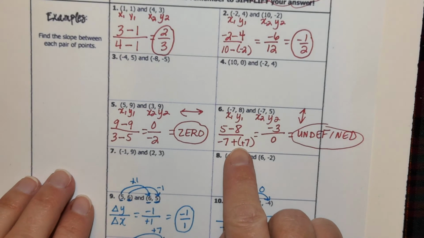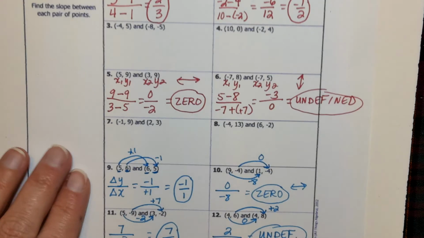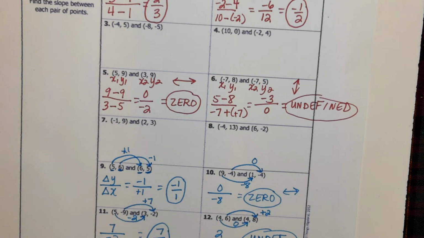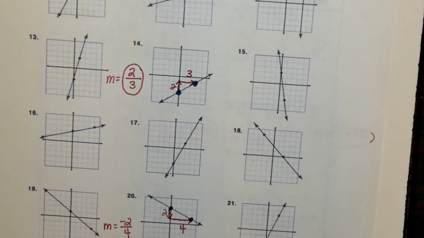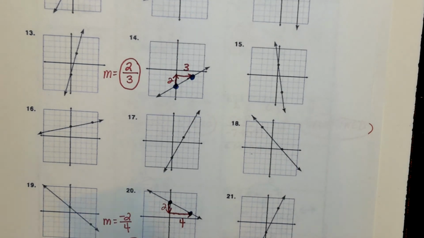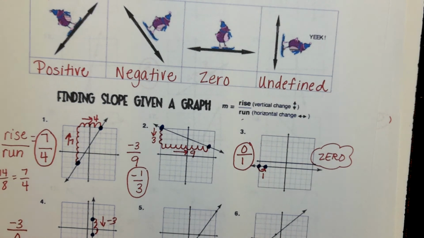Okay, last one. Y's first. How do you get from a 6 to an 8? You go up 2 or add 2. That's a positive. And then how do you get from a 4 to a 4? That's a 0. So we put a 0 on bottom. 0 on bottom is undefined. We'll shorten it up and just say undefined, undef.